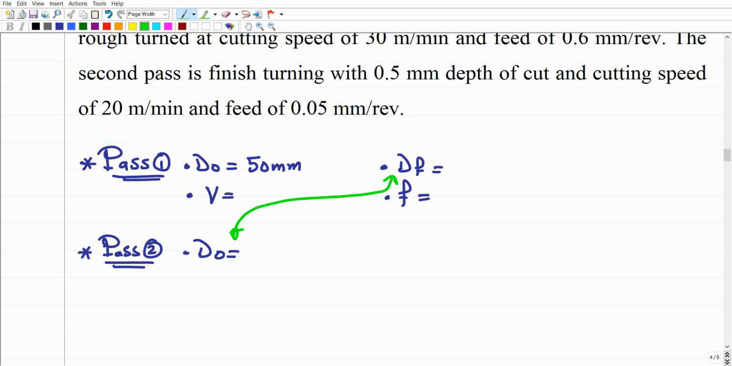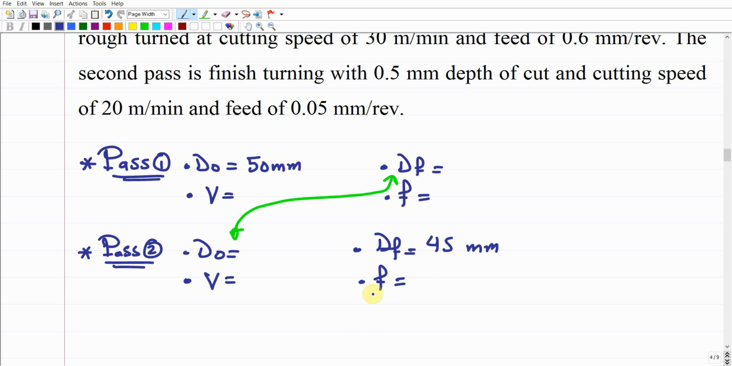Like the final diameter of the first pass is going to be the start diameter of the second pass. Make sense? In one pass you're going to decrease from 50, for example, up to 46. Then you're going to decrease from 46 up to 45. So the 46 will be the start for the second pass, will be D0. So D final of the first pass is the same as D0 of the second pass. Make sense? So how much is this D0? We don't know yet, but we are pretty sure that we have to finish it up to 45 millimeter. Also, how much is V? How much is F? We don't know yet.